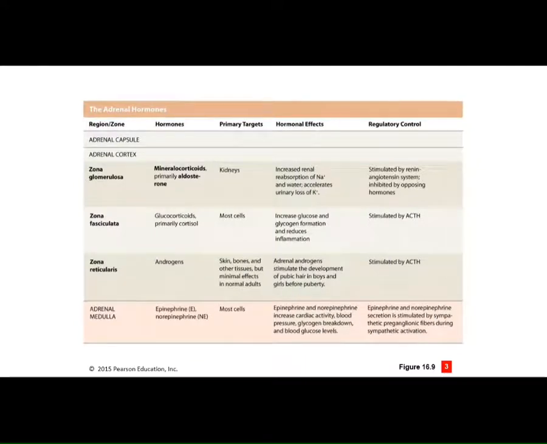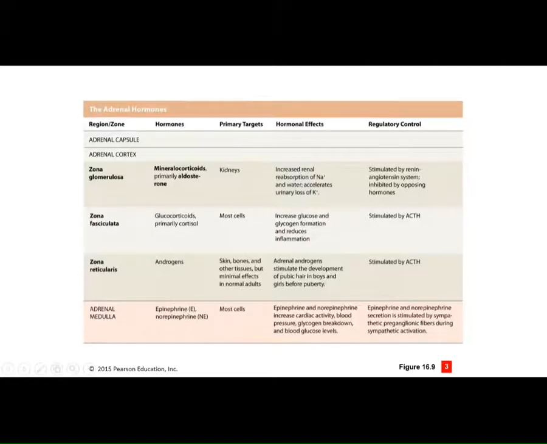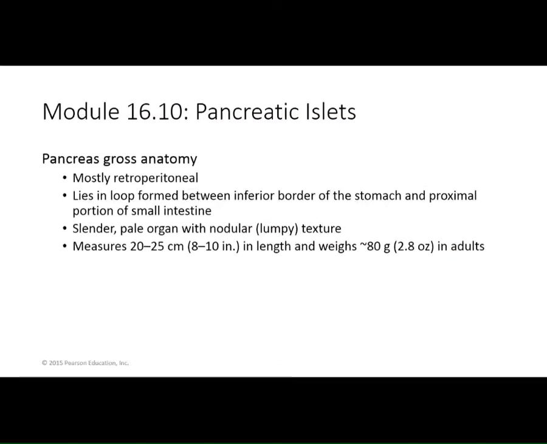Nice little table to remember all this. Again, mineral corticoids, glucocorticoids, and the androgens, or the sex hormones, are made in those three layers, and then epinephrine and norepinephrine from the medulla. So that's a nice table to refer to as well as a good global table. Okay, so that's our little quick journey through the adrenal glands.